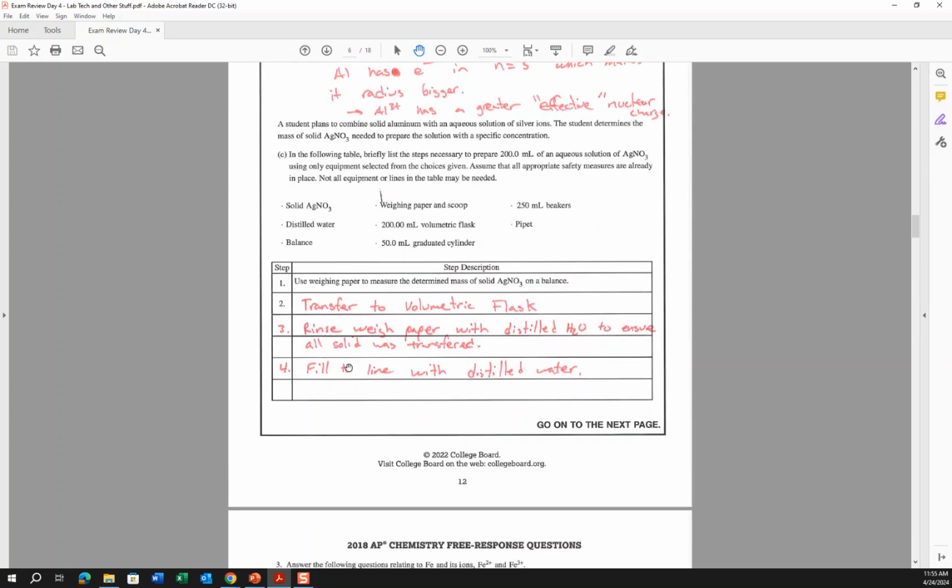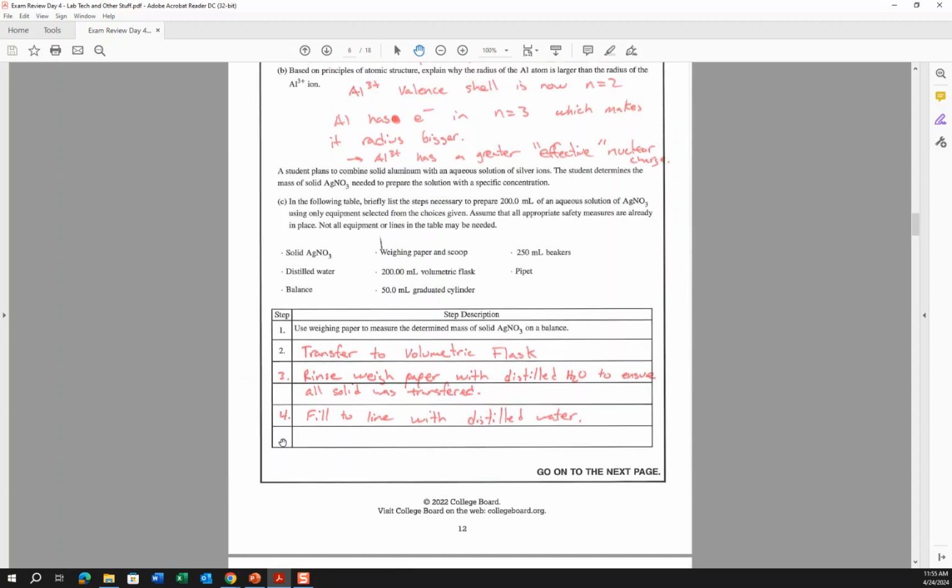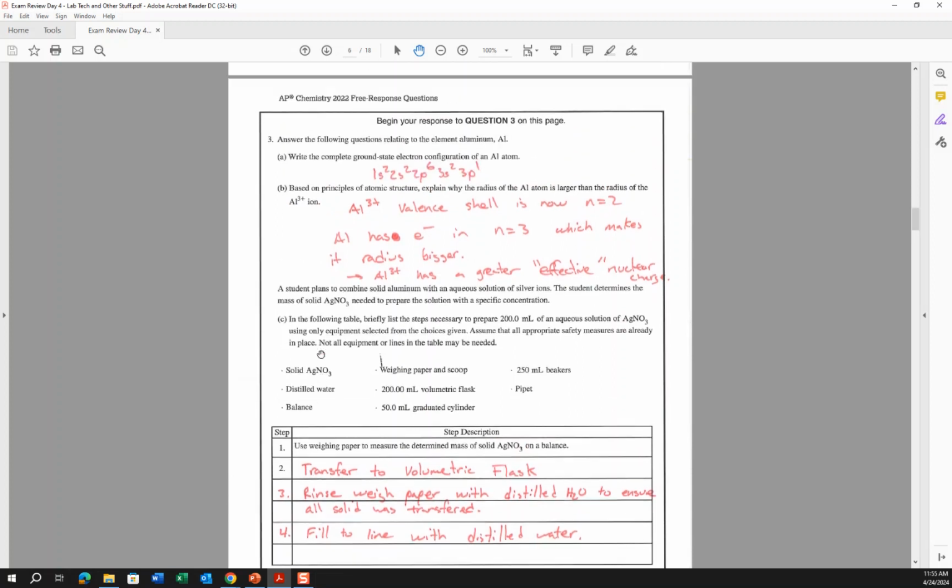Here we would use the weighing paper to measure the determined mass of silver nitrate. We have to get that into the volumetric flask, rinse the weigh paper or the weigh boat with distilled water to ensure all the solid gets into the flask, and then fill it to the line with distilled water to make your solution. And then you might want to say, once all the salt's dissolved, shake up your solution a little bit, stuff like that, okay?